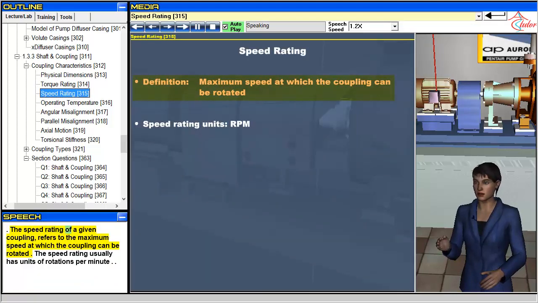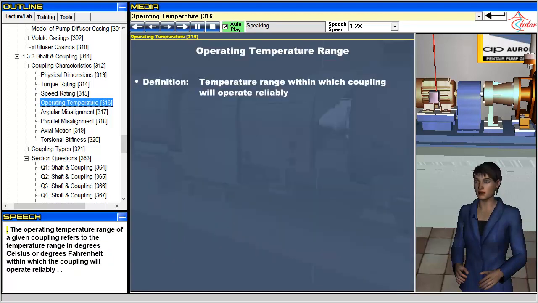The speed rating of a given coupling refers to the maximum speed at which the coupling can be rotated. The speed rating usually has units of rotations per minute. The operating temperature range of a given coupling refers to the temperature range in degrees Celsius or degrees Fahrenheit within which the coupling will operate reliably.